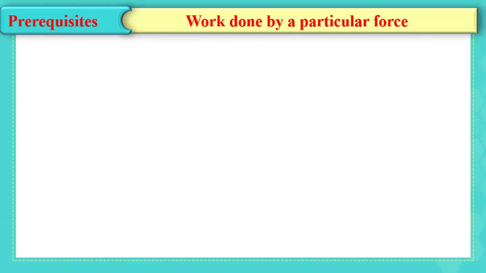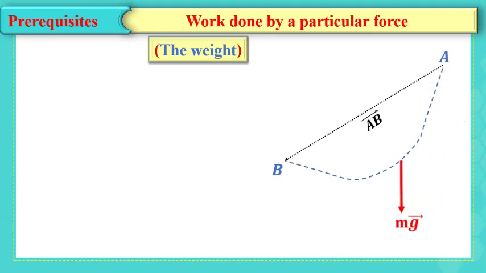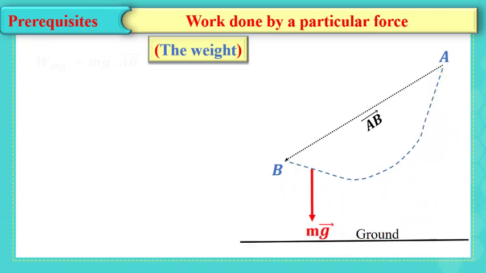Let's study the work done by a particular force along a curvilinear path, like the weight. Consider a body descending downward along a curvilinear path from A to B under the effect of its weight. The rule gives us the work done by mg equals mg vector dot AB vector.